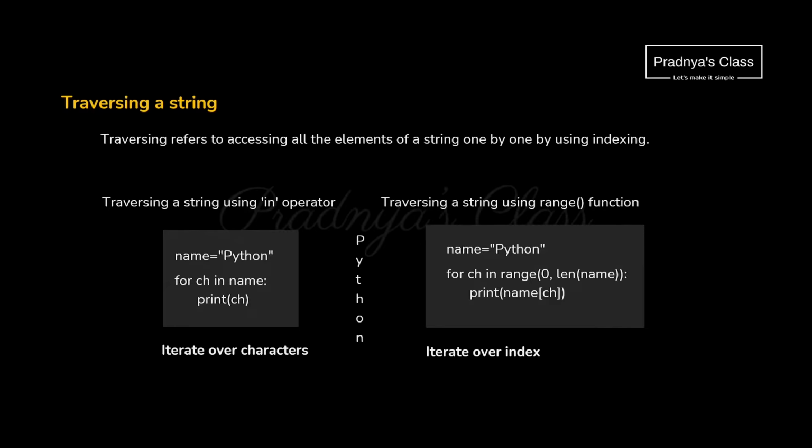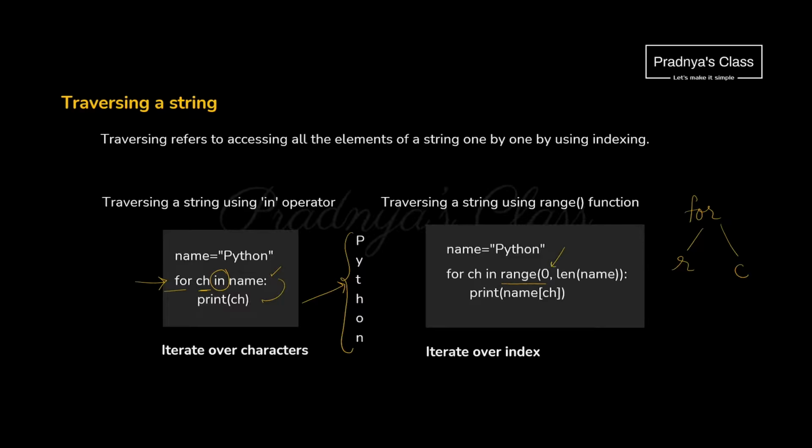How to traverse over the individual characters of the string? For that we will be using for loop, for any variable in operator, and here is the name of the string. When we print it, we will get the individual characters of the string. In the previous video, we understood that with the for loop, we can use range function or we can iterate over collection. So here is the example of range function.